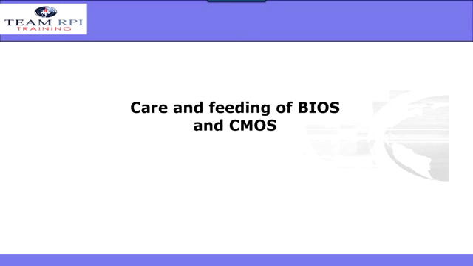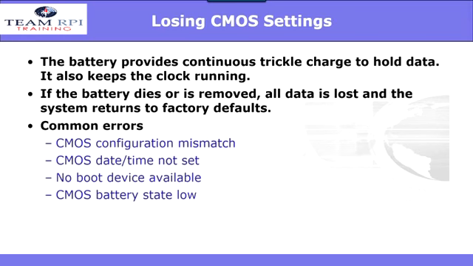So as you can see, the BIOS and CMOS are essential to a properly running PC. So how should you care and feed for those? Well, remember, the CMOS is volatile. It must have power at all times, or it will simply reset everything back to its default. Some of the more common errors that you'll find with CMOS settings are configuration mismatches, or the date and time is not set, or possibly it's booting from the wrong device.